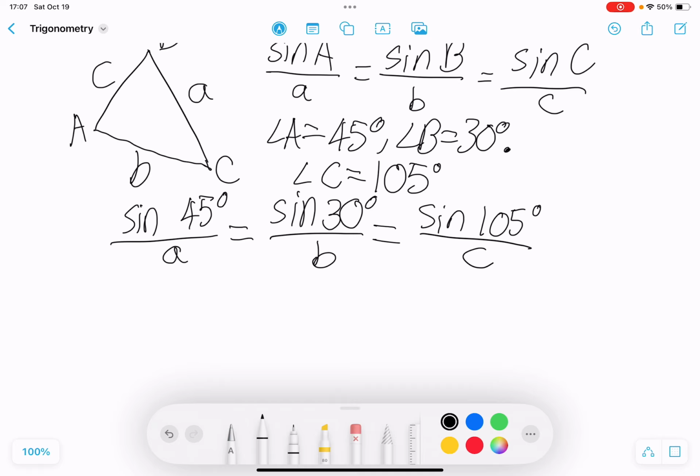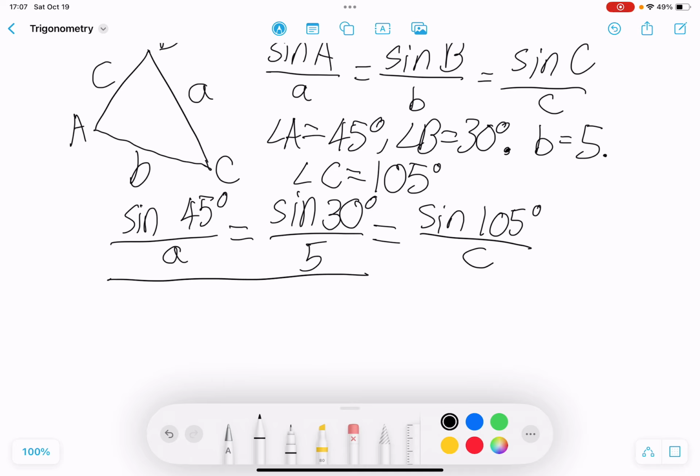Wait, I feel like we're a bit lacking in information. Okay, so let's say we need a side length. We also need a side, so let's say side b is, let's say, 5. Okay, so since side b is 5, we can substitute that in. Given that side b is 5 in the problem, now we just cross multiply this part of the equation. We don't even need this.